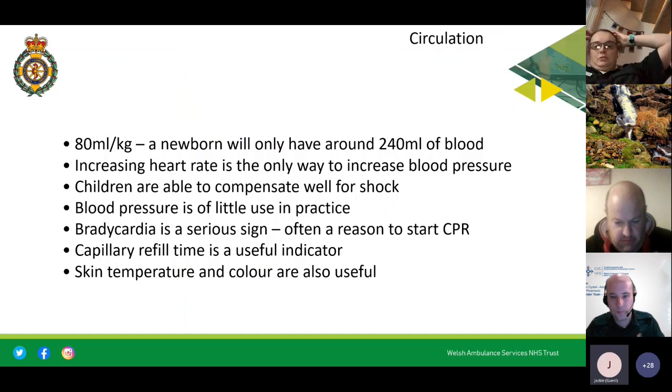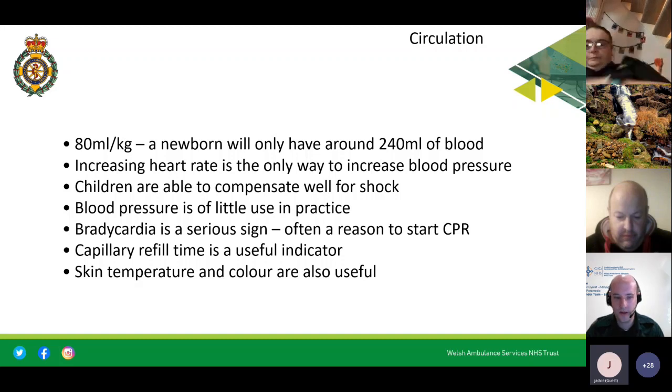Done. So that is circulation. They've got a little blood volume. It will increase as they get older. The only way of us increasing their blood pressure is by increasing the heart rate. A child will compensate really well because of their high metabolic rate, but it will get to a point where they run out of energy and they fall off that cliff. We don't want to get there. We need to identify it earlier. How we identify it is with circulation.